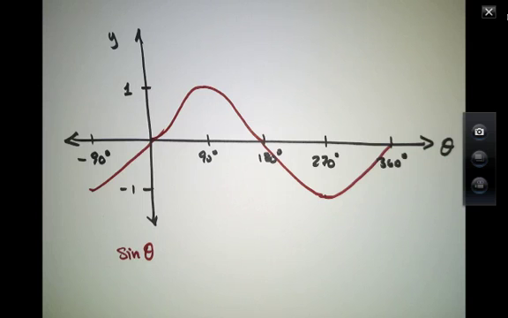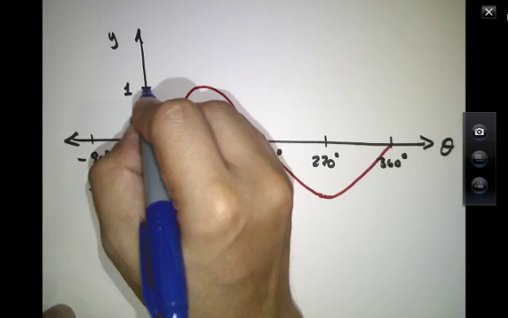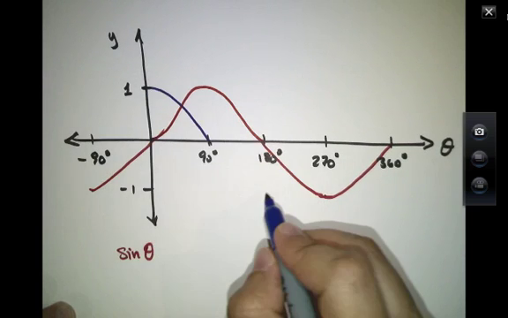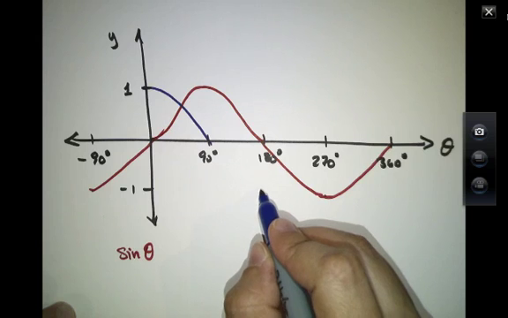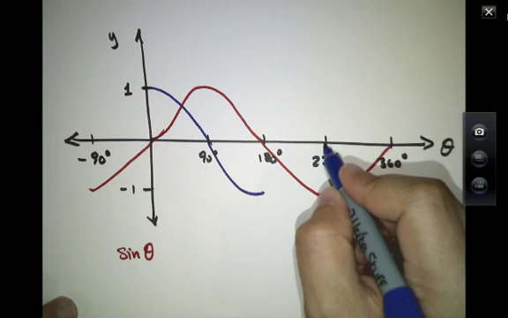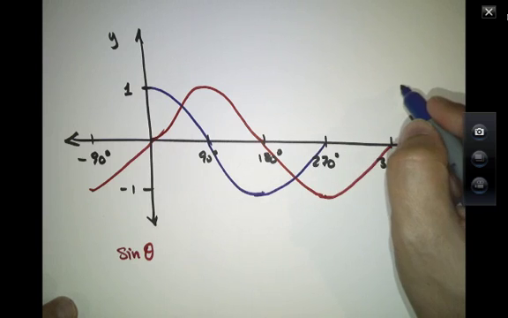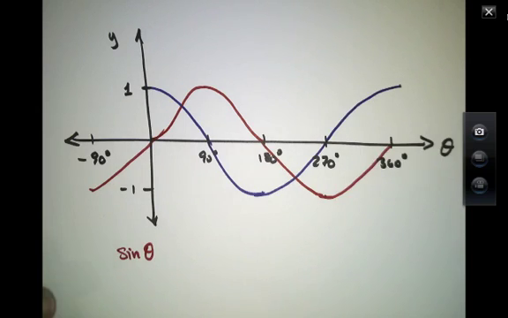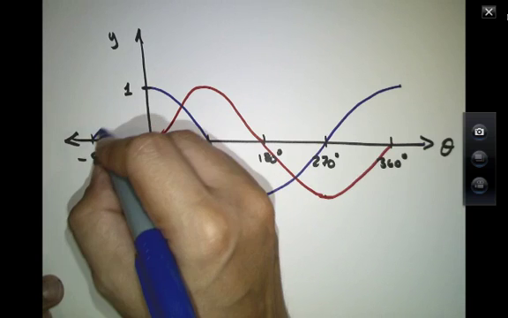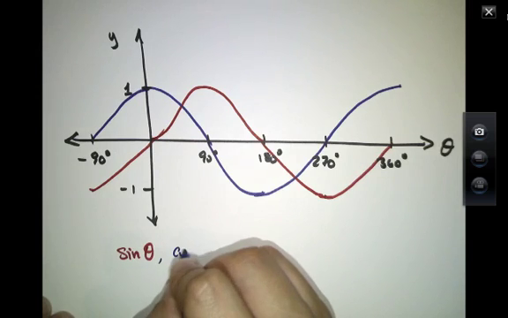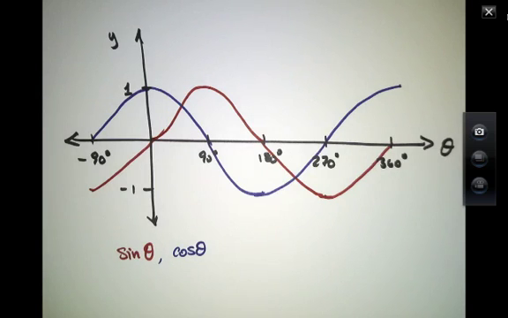The cosine of theta does the exact opposite. It starts out at 1. At 90, it goes to 0. At 180, it equals minus 1. At 270, it's back to 0. And at 360, it's back up to plus 1. So these two graphs look very similar to one another. They're just shifted over.